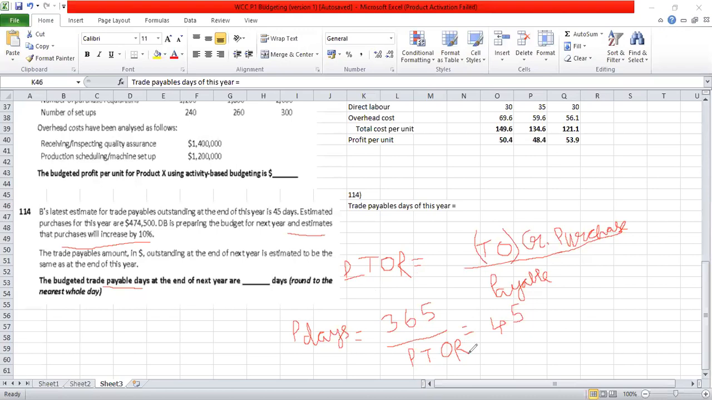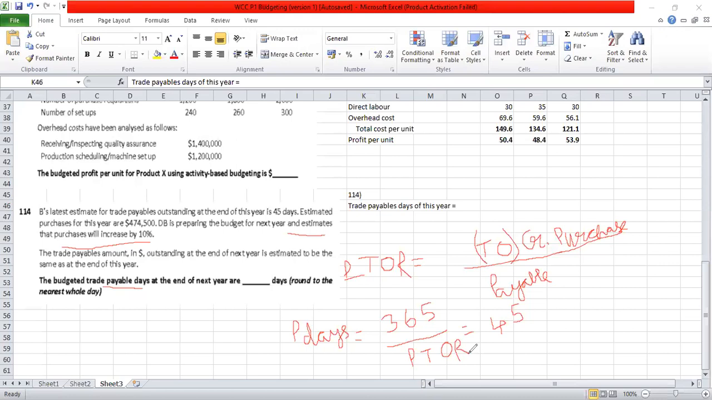The question is asking us what the payables are for the next period. I hope the logic is clear till here. We are only halfway through. How is the payables turnover ratio calculated? The formula is credit purchases divided by payables. And trade payables days is equal to 365 divided by the payables turnover ratio. To find that ratio, we take 365 divided by 45.